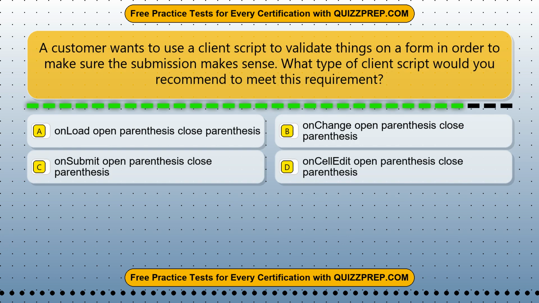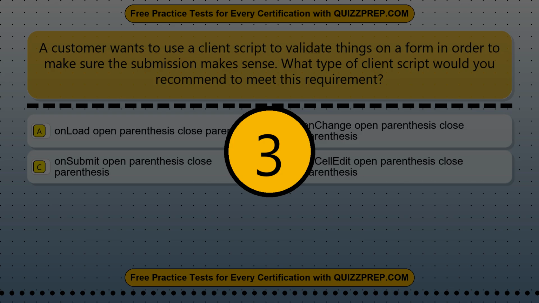A customer wants to use a client script to validate things on a form in order to make sure the submission makes sense. What type of client script would you recommend to meet this requirement? Option A, onLoad(). Option B, onChange(). Option C, onSubmit(). Option D, onCellEdit().